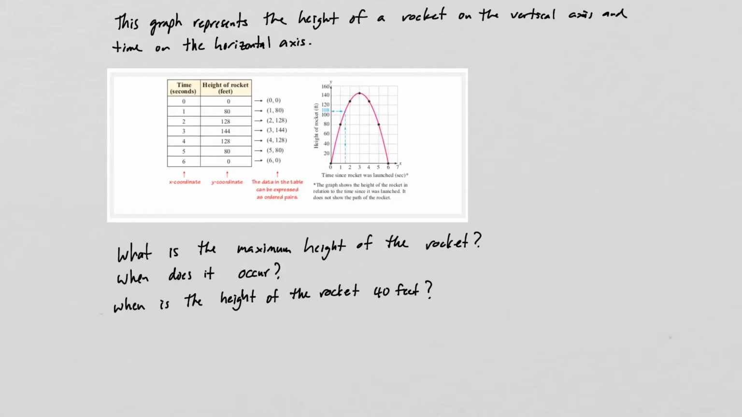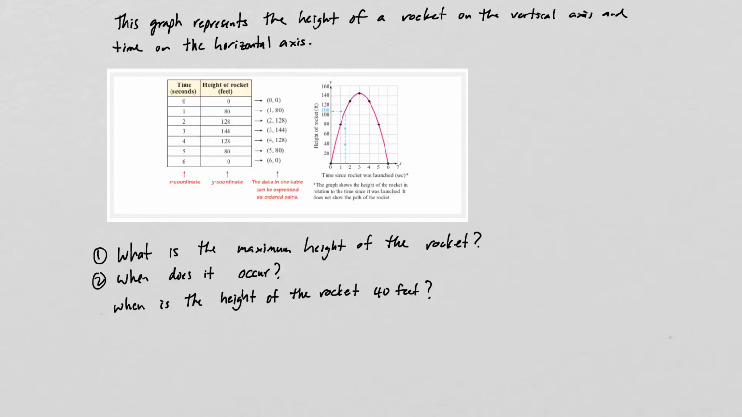And so here we have some coordinates. When time is 0, the height of the rocket is 0. After 1 second, the height of the rocket is 80 feet. After 2 seconds, it's 128 feet, etc. And so a couple of questions pertaining to this graph down below here.